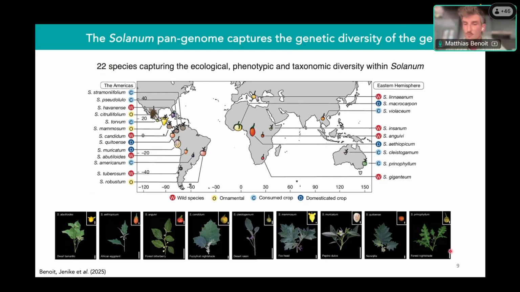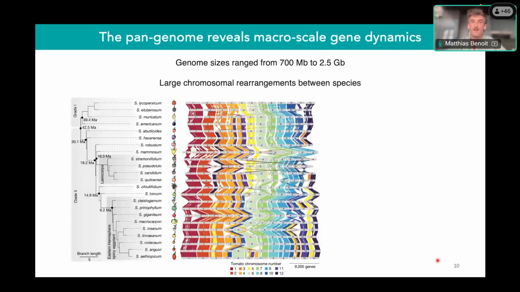Those plants are really beautiful ones, and they really capture big diversity in terms of phenotypes. So once we have those 22 genomes, we looked at their diversity and we wanted to see how diverse they are and how much they evolved from each other. Those 22 Solanum genomes range from 700 megabase pairs to more than 2.5 gigabases in size. So there is a real wide diversity in the genome size of the species.